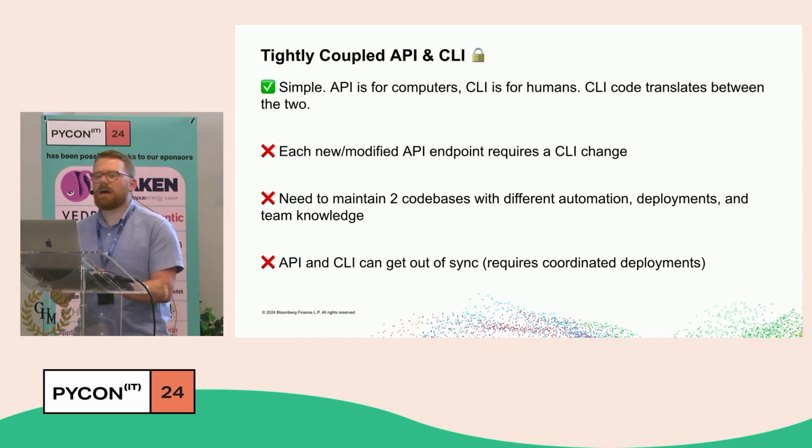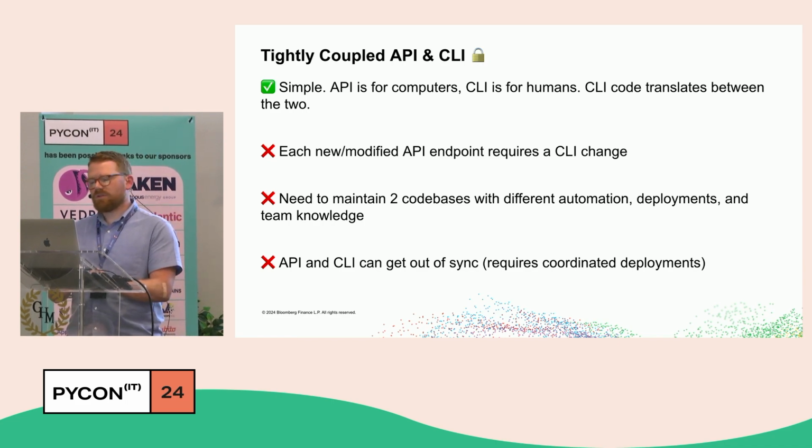A tightly coupled API and CLI is a simple and straightforward approach. The API is for programmatic access, the CLI is for human interaction, and the CLI code translates between the two. But when an API and CLI are tightly coupled, every time you modify one, you likely need to modify the other. And you need to continually maintain two separate code bases with different automation, deployments, and team knowledge. Plus, the deployed API and CLI versions can get out of sync and often require synchronized deployments to avoid compatibility issues.